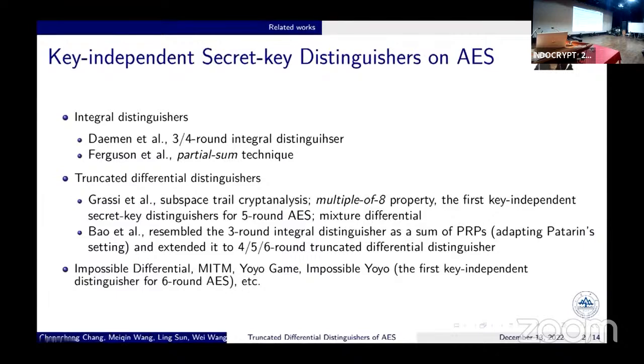Moreover, Jean et al. proposed a new distinguisher of 3 to 6 rounds of AES, which is the first key-independent distinguisher for 6-round AES, and it was improved by Boura et al. Meet-in-the-middle attacks also rely on distinguishers with different designs.